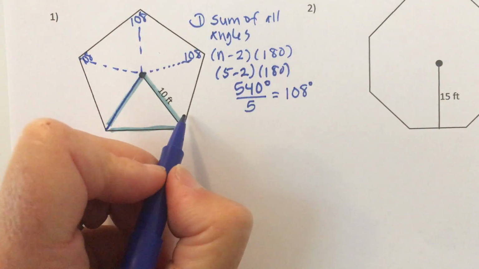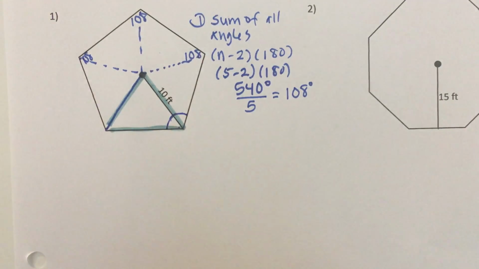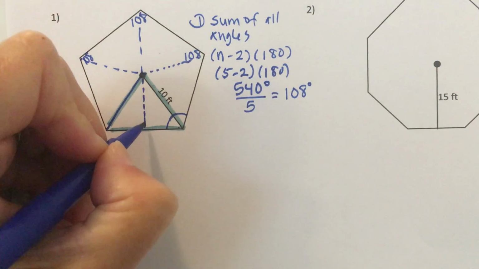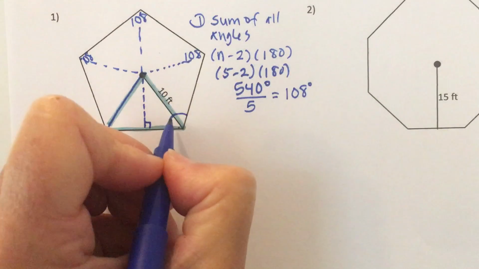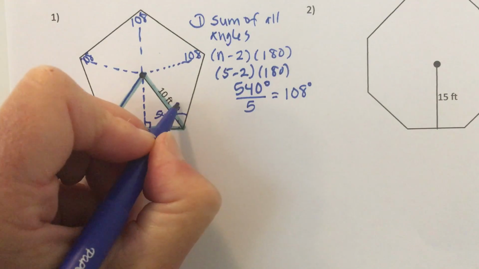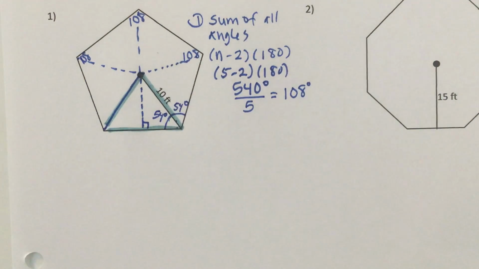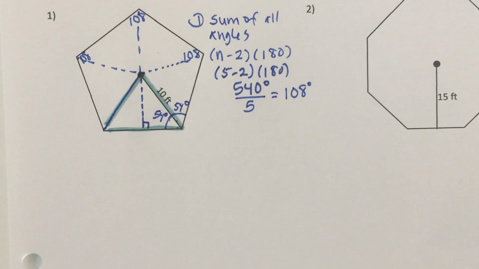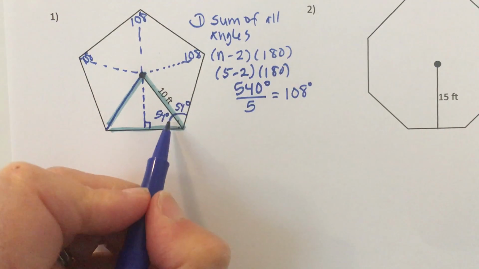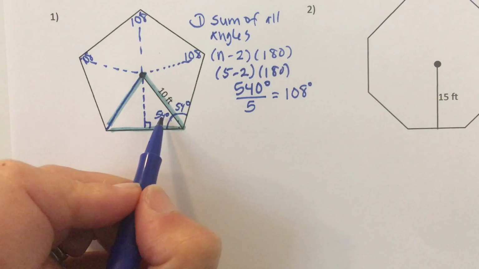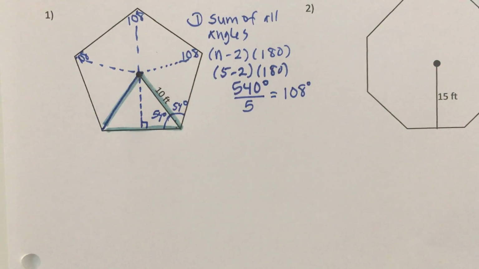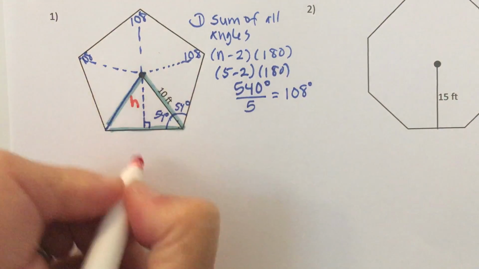Here's the tricky part. This whole angle right here is 108, but we're only interested in this part because we need this triangle right here. Because it's a regular polygon, this line is going to divide that 108 in half. So this is going to be 54 degrees, and this half would be 54 degrees, of course, making a total of 108. Remember, you can always pause a video and replay it if you need to. To find the area of a triangle, of course, you need the height and you need the base.